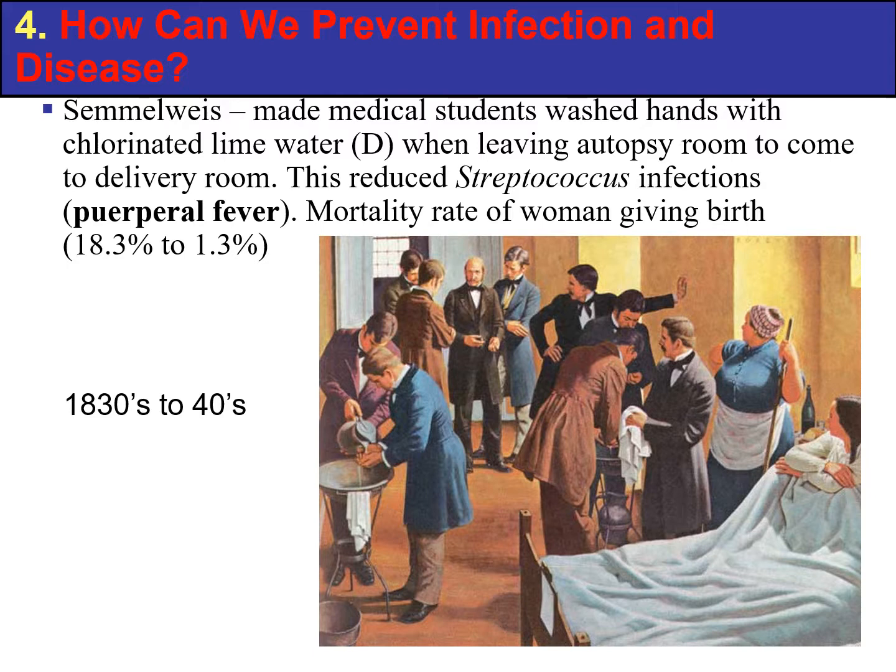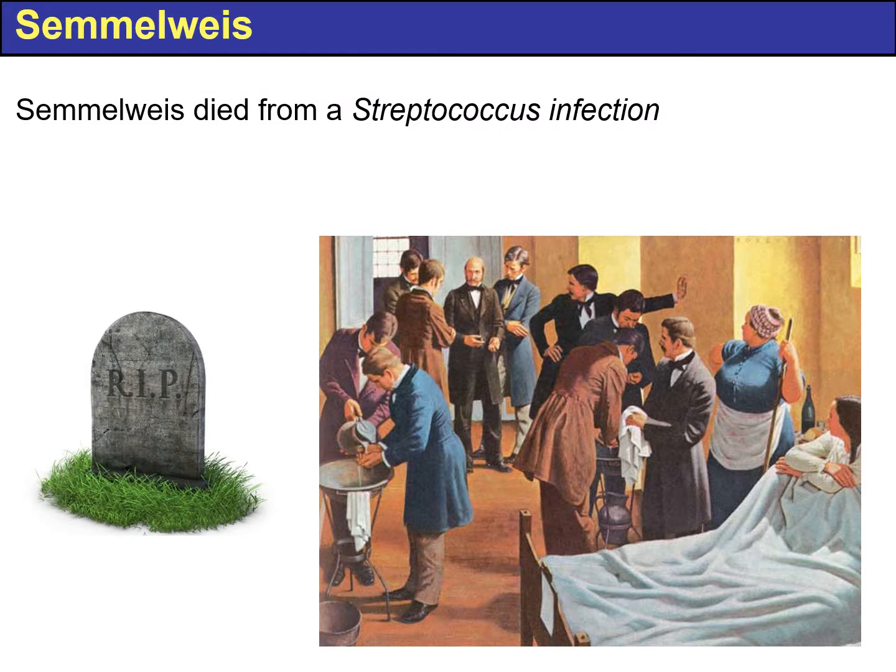Back in the day during this time, women were dying of a disease called puerperal fever. We now know that puerperal fever is caused by a Streptococcus infection. At that time, it was an 18.3% chance that a female would die in childbirth. Then, by washing their hands with chlorinated lime water, that mortality rate was reduced to 1.3%, meaning these women did not get the infection from giving birth. This was reduced by just washing hands. So this experiment was around the 1830s to 1840s. Unfortunately, Semmelweis died from a Streptococcus infection.